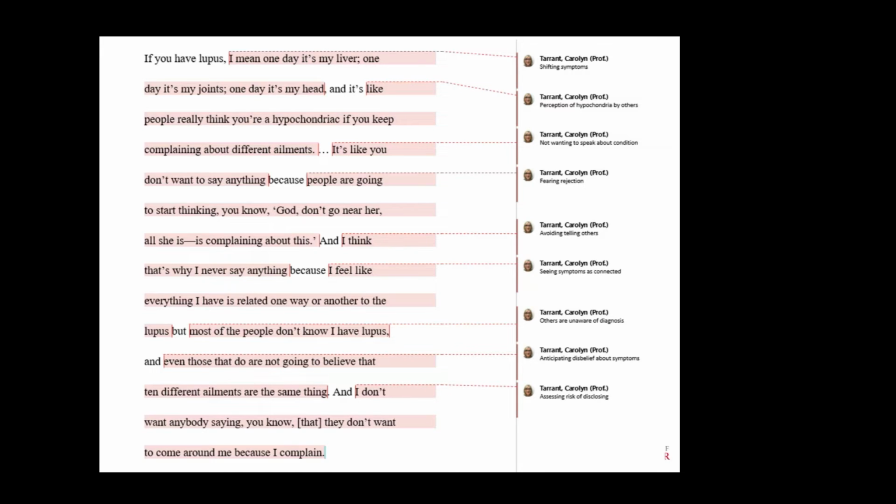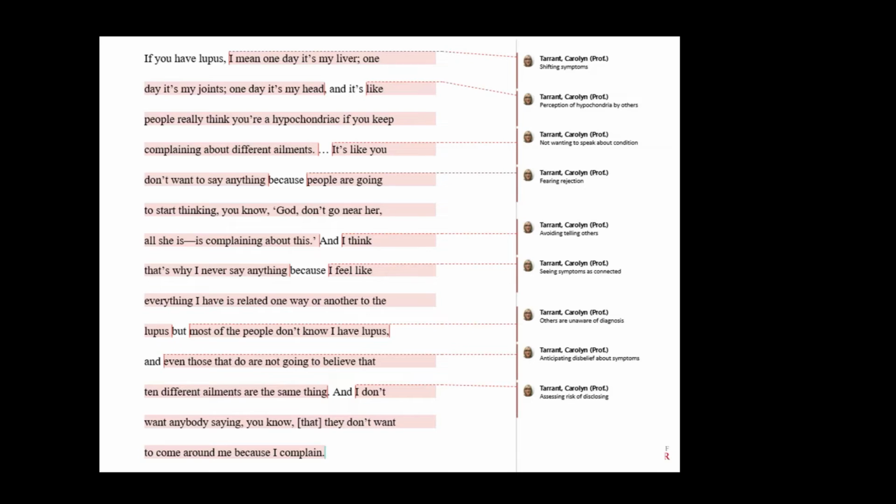And I'm trying to do this semantically, so just summarise what's in this little piece of data. To give a few examples, I've coded, if you had lupus, I mean, one day it's my liver, one day it's my joints, one day it's my head. So that's something interesting about symptoms changing and shifting. So I've coded that as shifting symptoms.